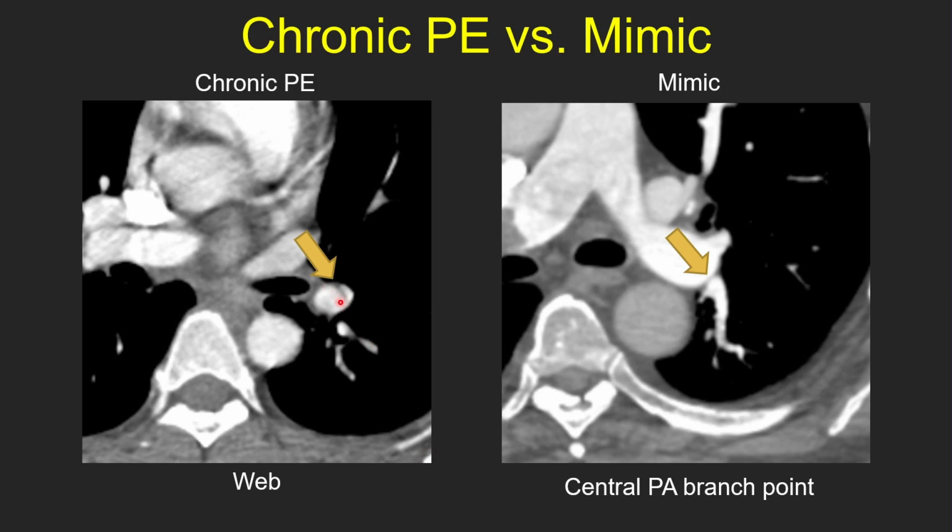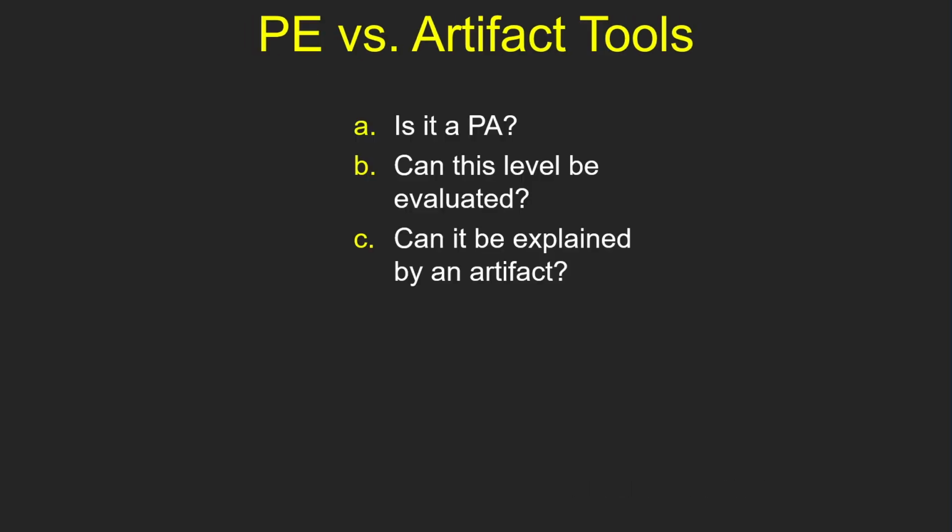This web-like filling defect within a vessel lumen is a chronic PE. This is a mimic of a chronic PE representing a vascular branch point, evident while scrolling and on coronal or sagittal. We can use these tools to distinguish between PE and artifact. Is it a pulmonary artery? Can this level be evaluated?